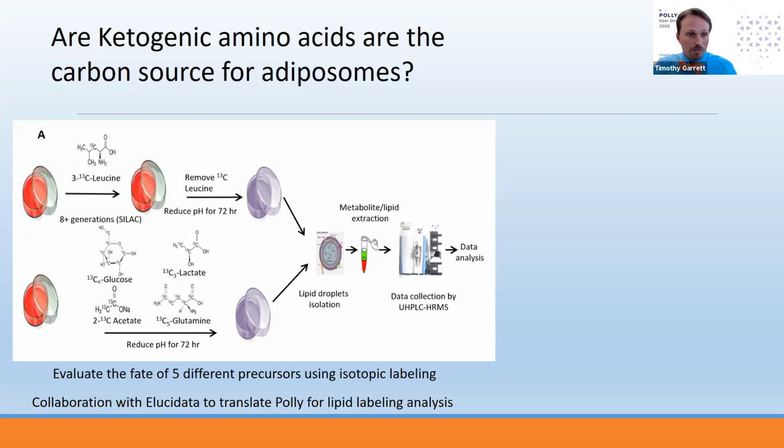Key to this was a collaboration with Elucidata to help us understand the fate of lipid labeling. We collaborated with Elucidata using Polly and translated it for lipid labeling to evaluate this complex species. And I'll show a slide in a little bit that shows you what it looks like. But to back up, the reason we chose leucine was to identify whether or not the breakdown of ketogenic amino acids from the autophagy process would lead to lipid storage that could then be utilized for future use within the cell.